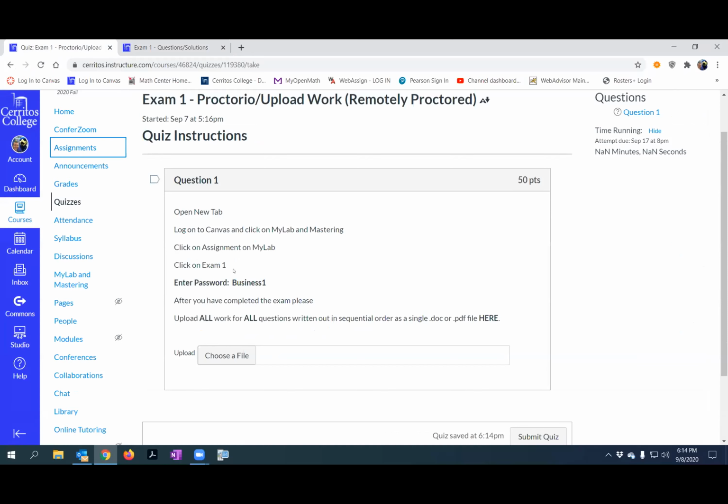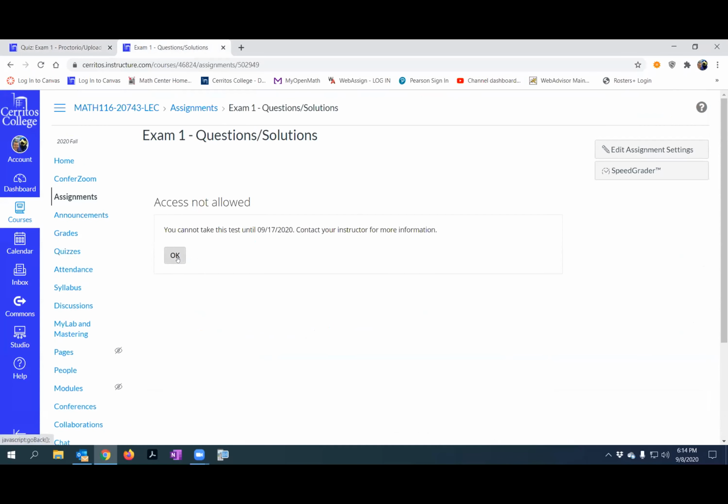I don't know why it's not updating. It should say exam 1 questions there. And you're going to enter the password business 1. So on exam day, you're going to click OK here, and then it'll ask for a password. You're going to type in business 1. And this is where it's going to be just like your homework. At the same time, you're going to be working out your solutions on a piece of paper.